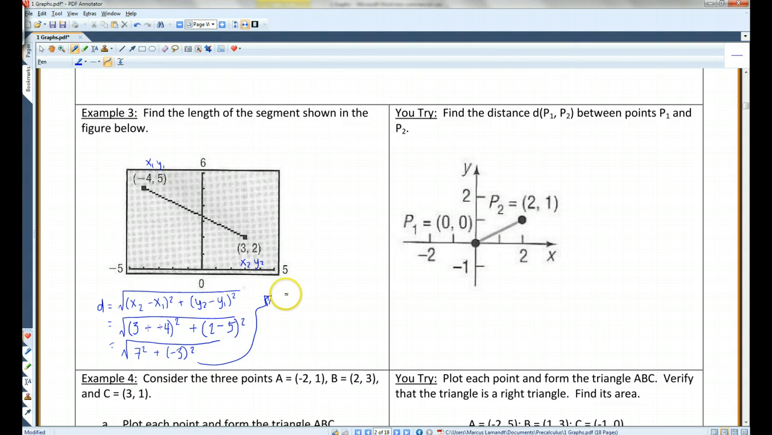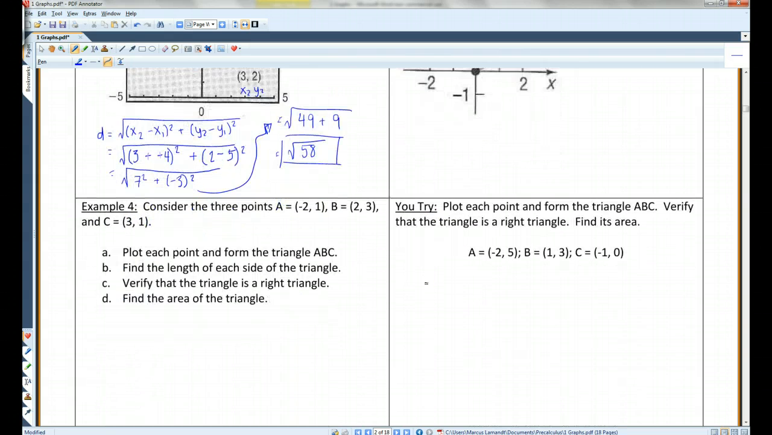So I've got square root of 49 plus 9, which is 58. Okay? And 58, I don't believe factors. 2 goes into 58 29 times. Nope. So this is as simplified as it gets. Okay? You guys try this one.